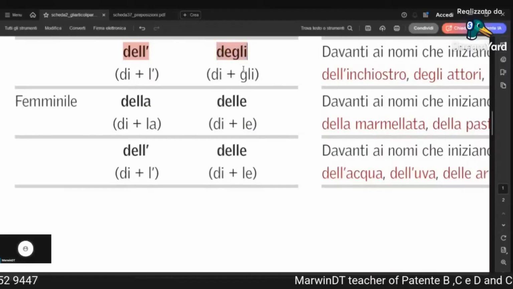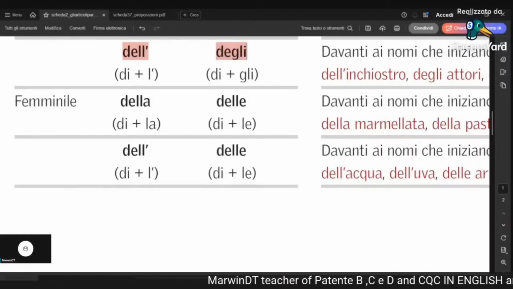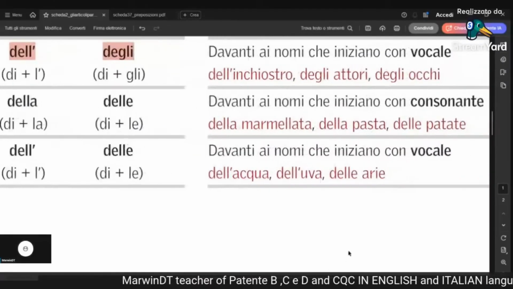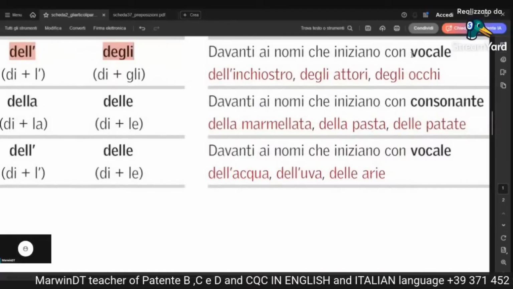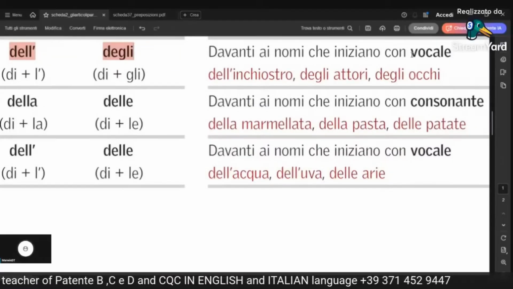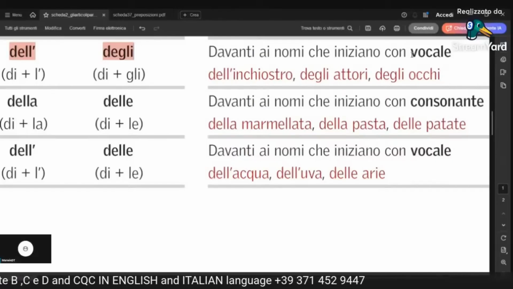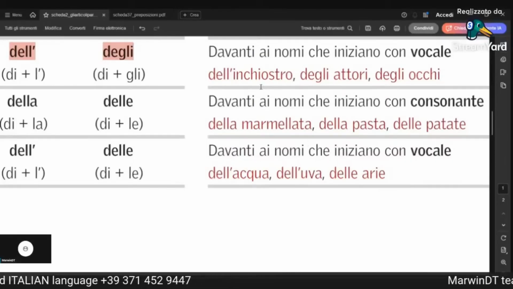And of course, it's also being used in front of names that start with vocali. What are the vocali? A, E, I, O, U. Do not forget. The vocali are A, E, I, O, U. Okay, so the example is here.